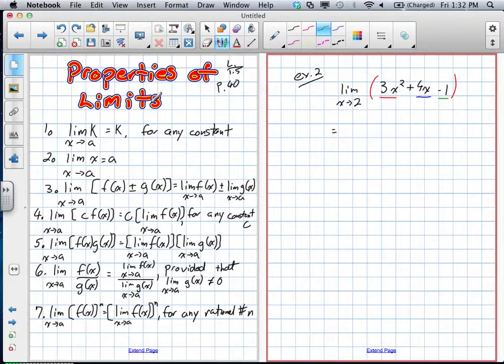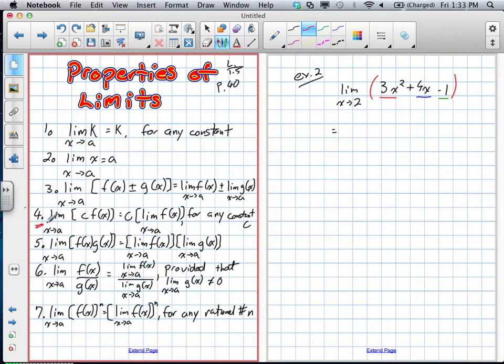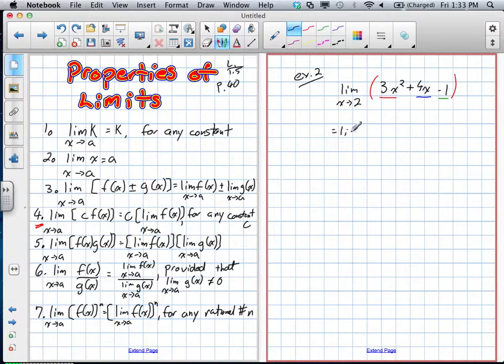Let's see if I can bring up 2 pages here. We're going to try to relate these. Our first term is actually similar to rule number 4, where c is our number 3 and x squared is our function. So what we're going to do is move that 3 to the outside, and we're really just going to find the limit of x squared when x approaches 2. Okay? That's our first point.